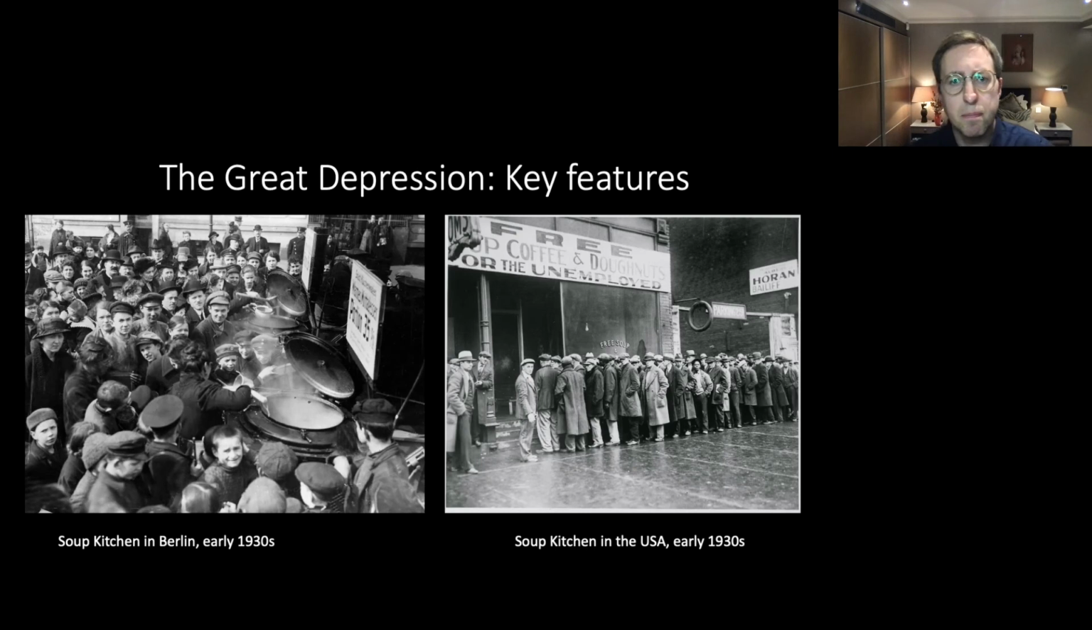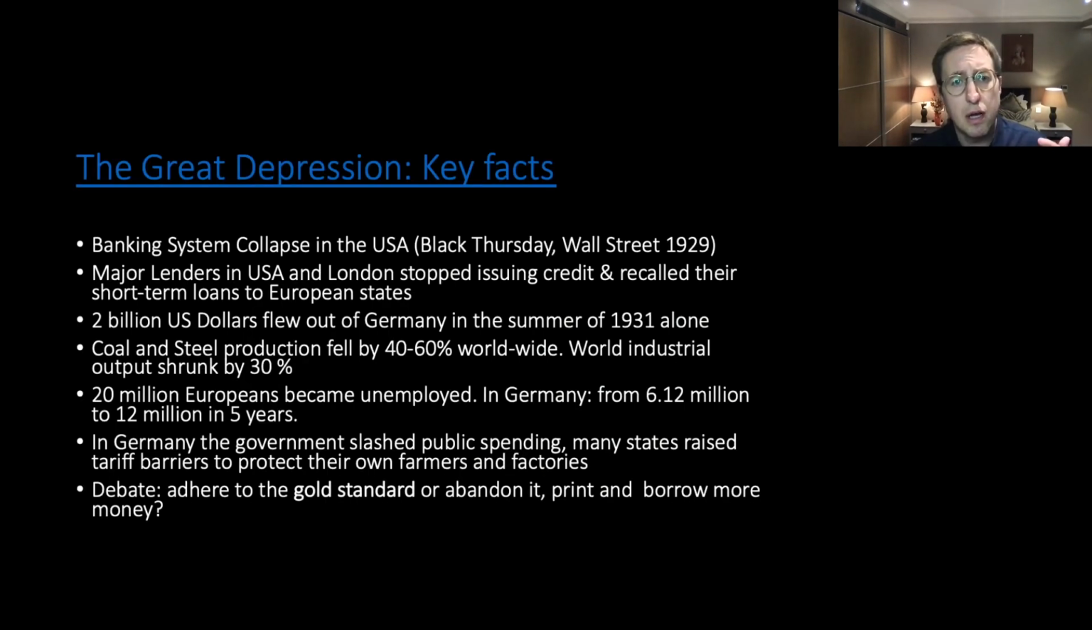And because this is the first part of the presentation, I won't mention a lot. I'll just mention some key features. In 1929, the banking system collapses in the USA. Major lenders in the USA and in London stop issuing credit and recall their short-term loans to European states. Remember that the US was heavily invested in the recovery of Europe after the First World War. The coal and steel production falls by up to 60% worldwide. And in a matter of a few years, 20 million Europeans become unemployed.